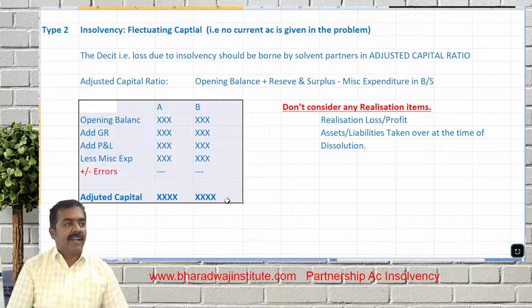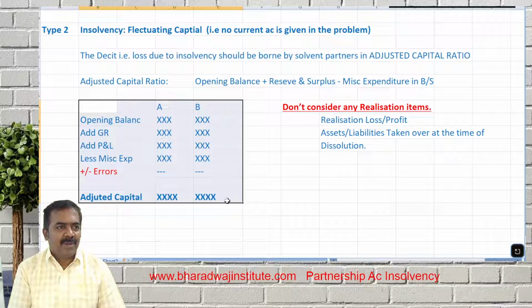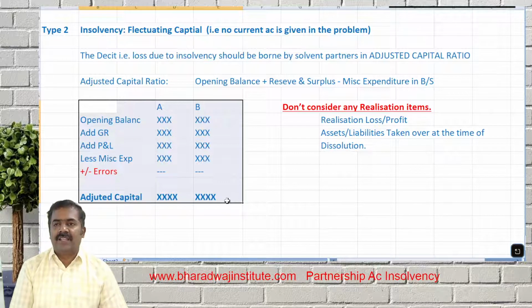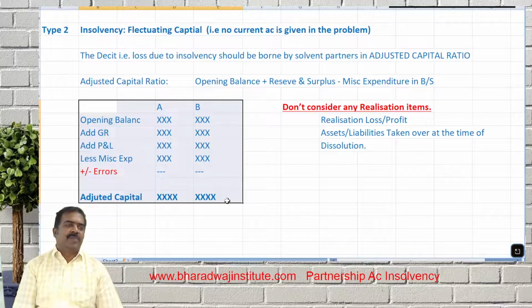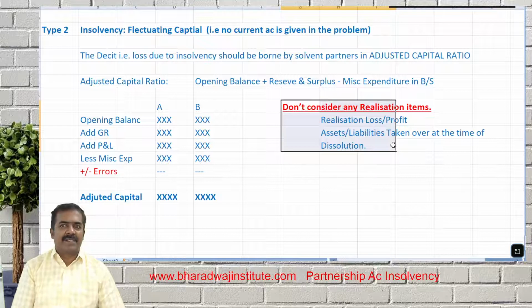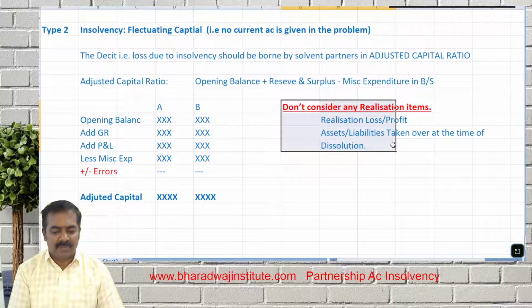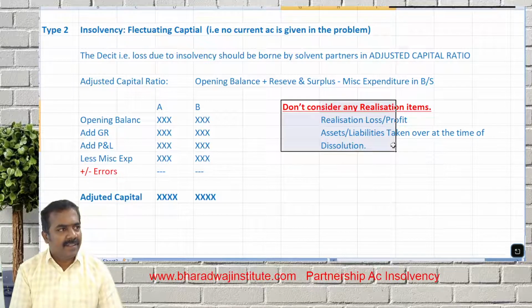Otherwise, only balance sheet items should be considered. What do you mean by balance sheet item? Opening balance, general reserve, P&L account balances. If there is any error that has happened in the past that is rectified, that should be considered. Whatever happens at the time of dissolution, don't consider. What happens at the time of dissolution? The realization profit or loss, assets and liabilities taken over at the time of dissolution should not be considered.